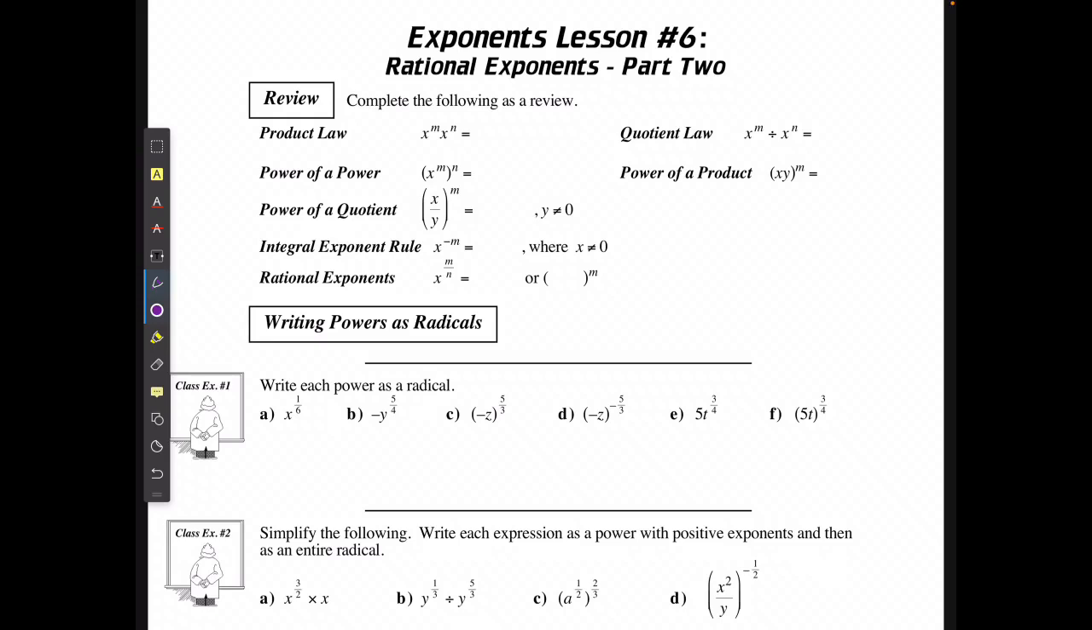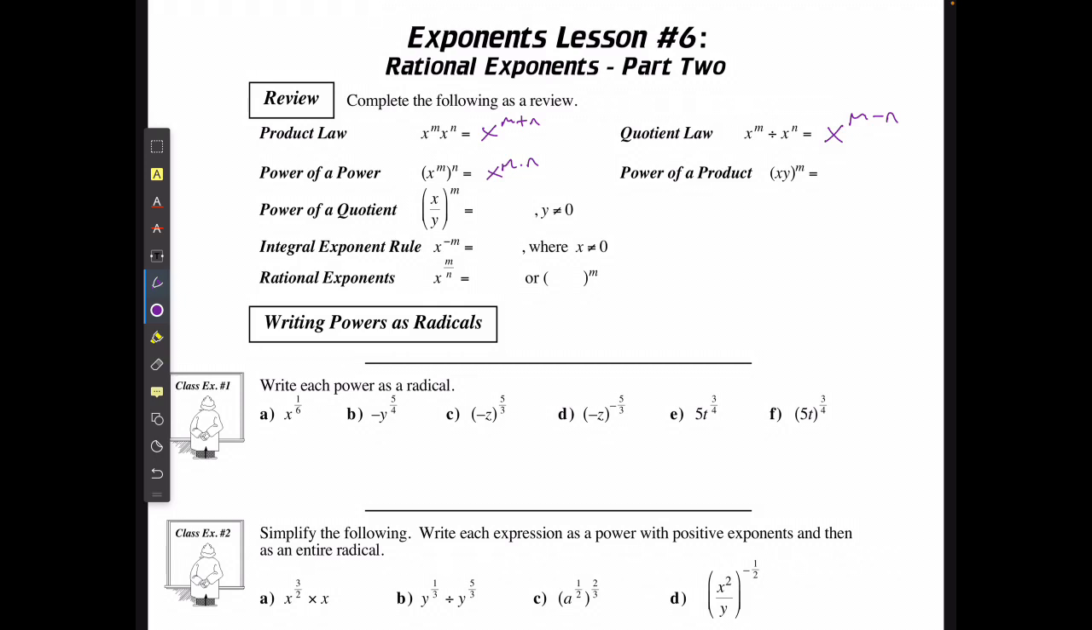For this lesson, we're going to summarize and further investigate rational exponents. So just doing a quick review of our product laws. If I have x to the m times x to the n, I have x to the m plus n. If I have x to the m divided by x to the n, it is x to the m minus n.